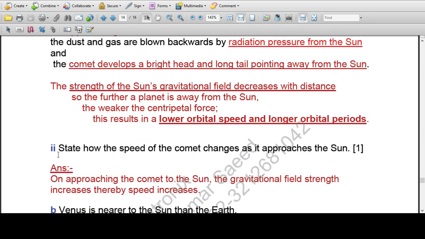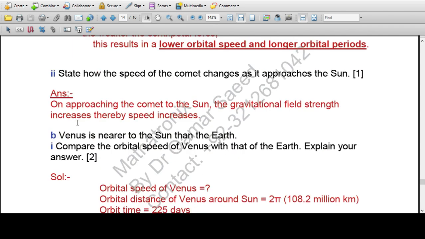Part B, or question part 2: state how the speed of the comet changes as it approaches the sun. On approaching the sun, the gravitational field strength increases, thereby the speed also increases. Due to the high gravitational field strength, the force of attraction will increase.